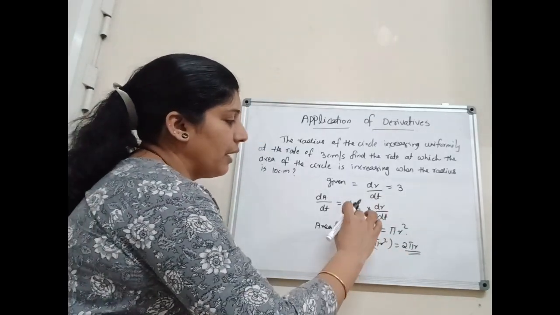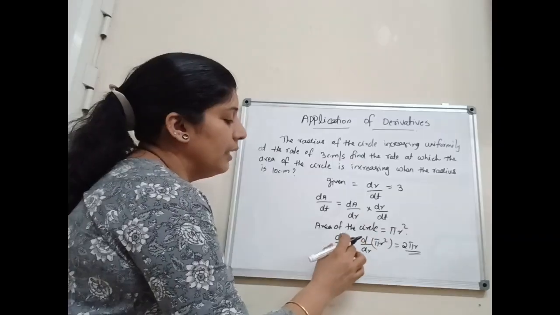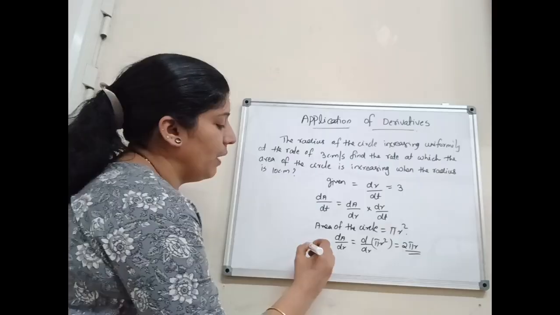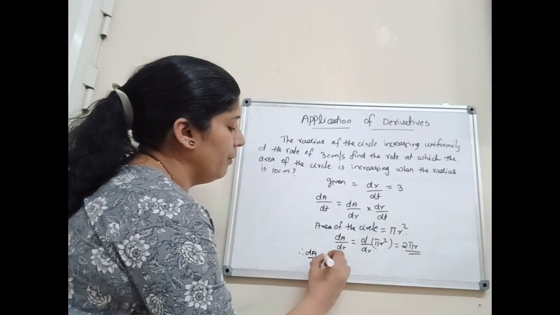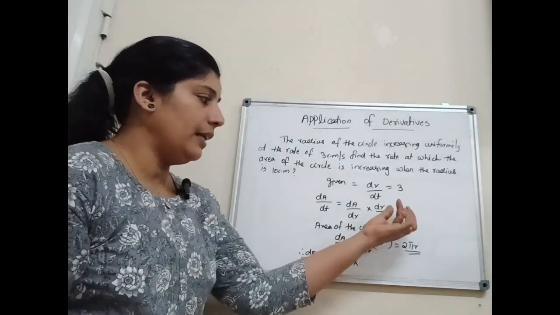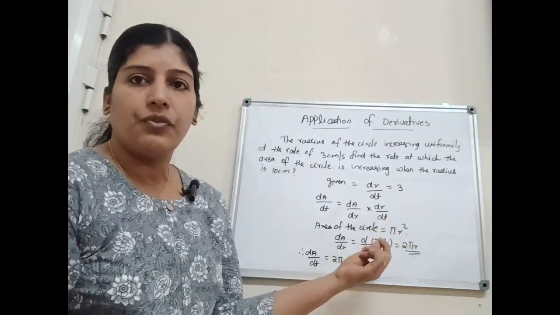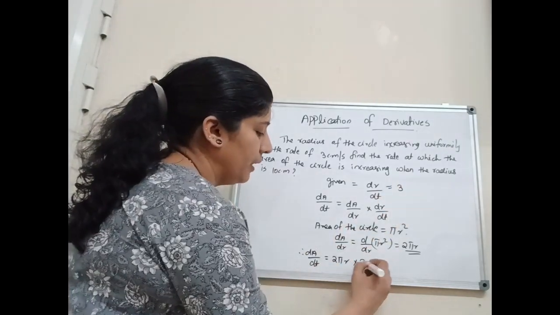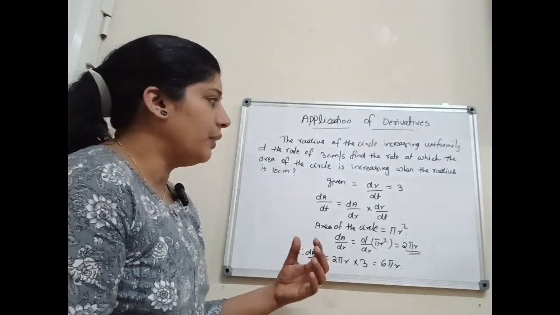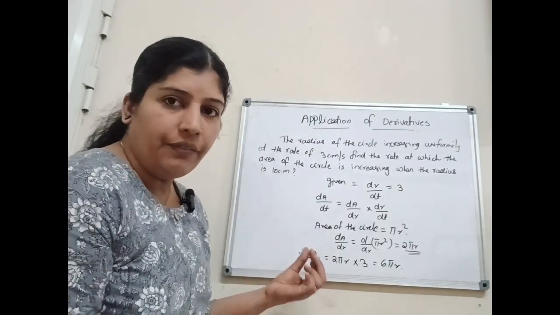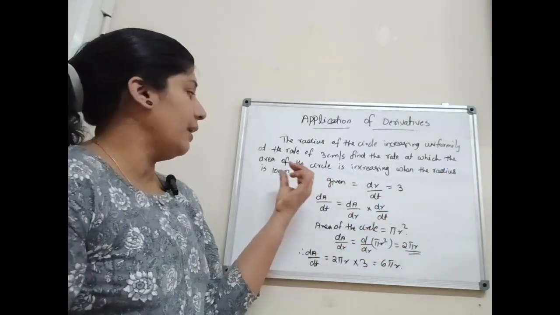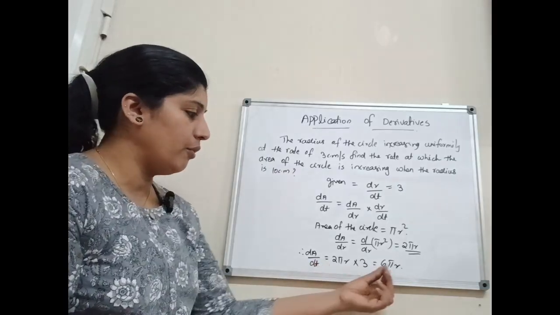Next, we have to calculate dA by dt by using dA by dr and dr by dt. Therefore, dA by dt equal to dA by dr, which is 2 pi r, into dr by dt, the rate of change of radius with respect to time, that is 3. It is equal to 2 into 3, 6 pi r. Next, we have to calculate the rate of change of area with respect to time when radius is 10 centimeter. dA by dt equal to 6 pi r.